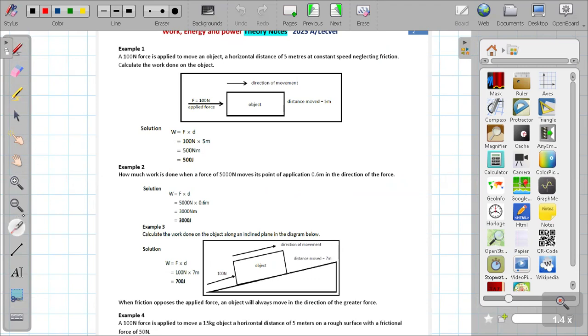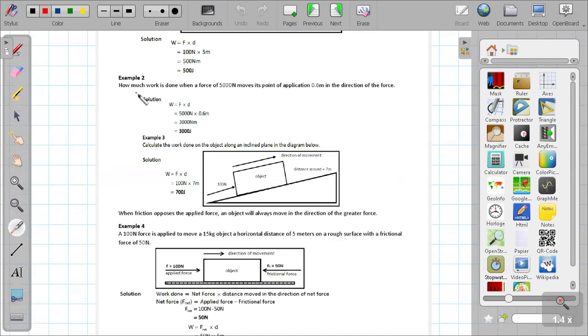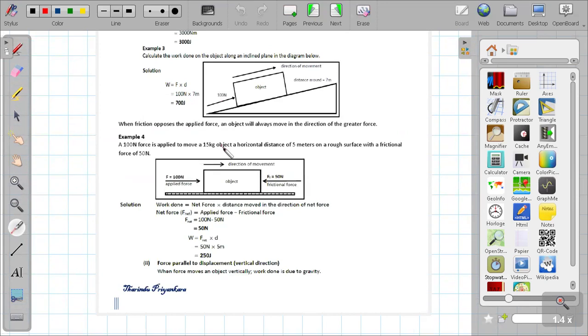See, have a really good look at example number 1. It says 100 Newton force is applied to move an object a horizontal distance of 5 meters at constant speed, neglecting friction. So 100 Newton for 5 meters is 500 Newton meters, that is 500 joule. In the same way, how much work is done when a force of 5,000 Newton moves its point of application 0.5 meter in the direction of the force? You just need to multiply the force by the distance. It is 3,000 Newton meter.